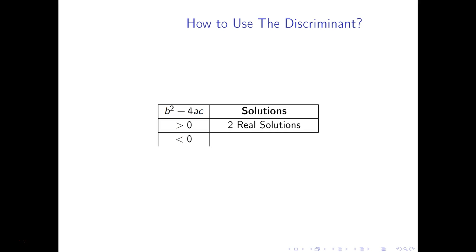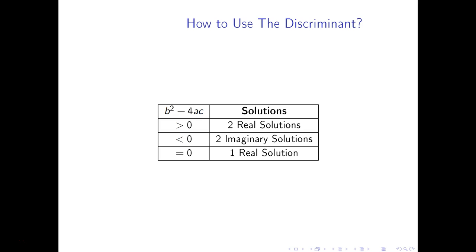If it's less than 0, remember I'm taking a square root of a negative number, which means it's not real, so it's imaginary, but still there's two of them, two imaginary answers. And if it's equal to 0, I got 1. I want you to think about why that is.